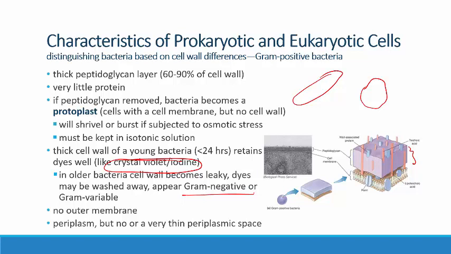Okay, so with some more stuff about the cell wall here. With a gram-positive bacteria, there is no outer membrane. So it's just the outermost layer of the cell wall is that peptidoglycan layer. And it has a periplasm, so there is some fluid that is found in between the cell membrane and the cell wall, but the space is very, very thin or almost non-existent.